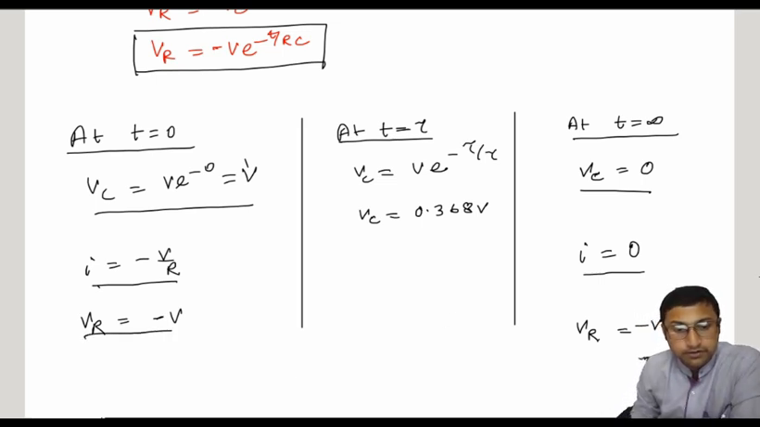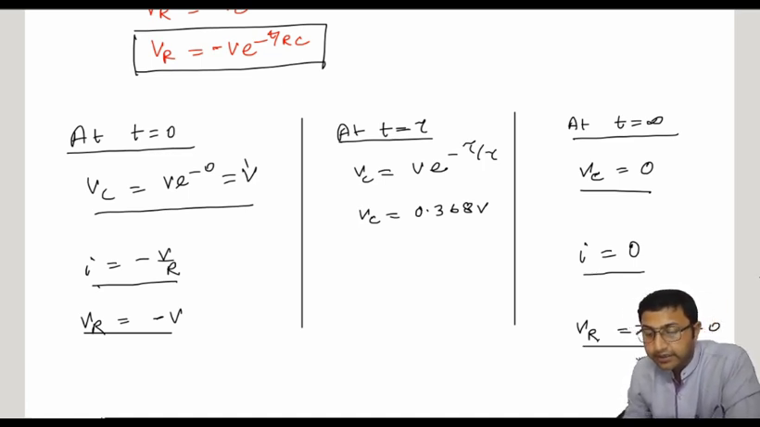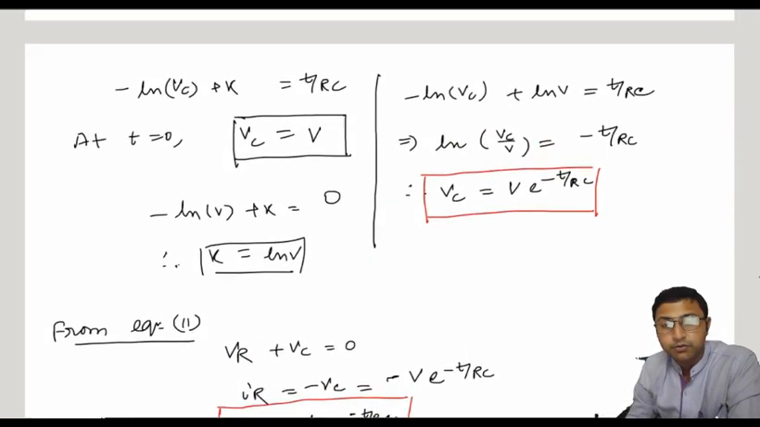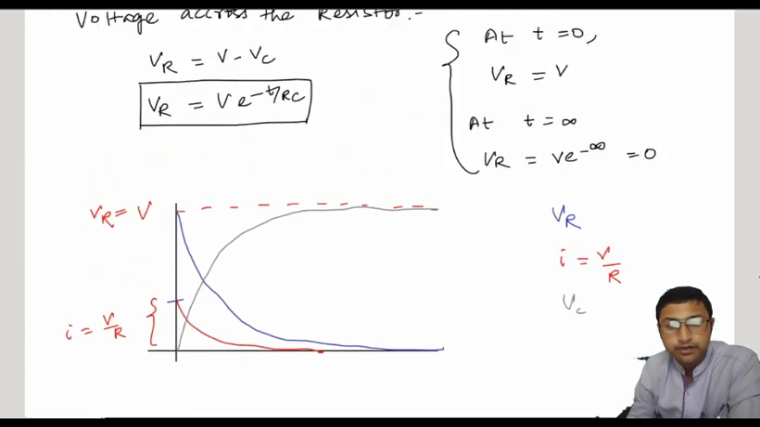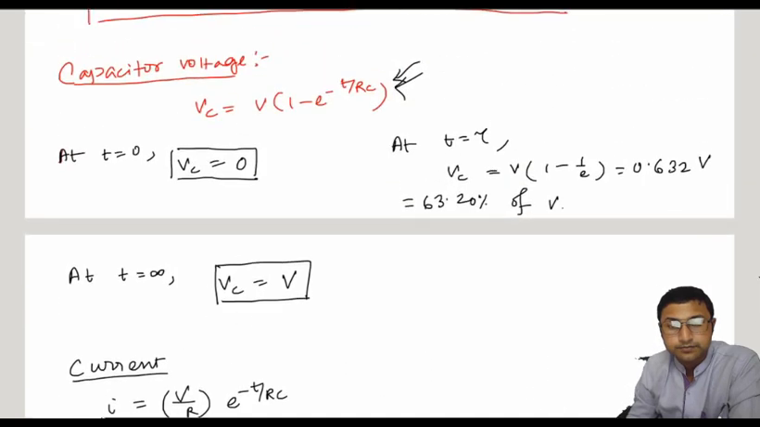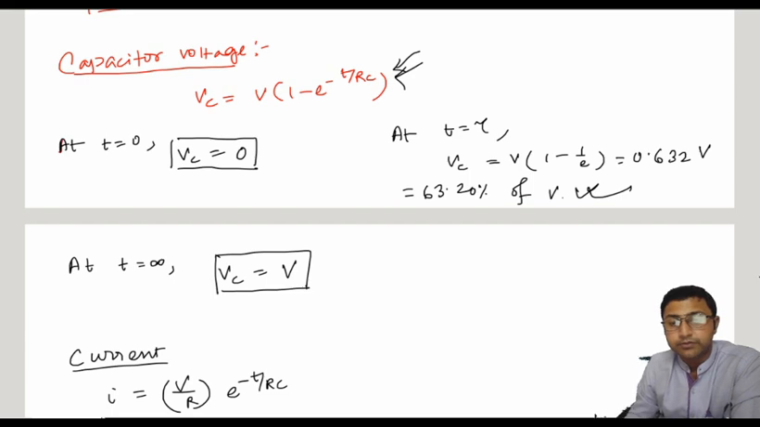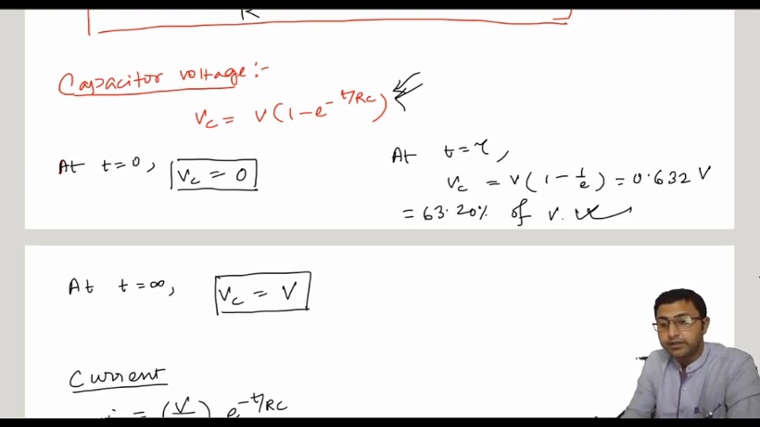So this is the voltage across the resistance at t equal to 0 and at t equal to infinity. From the equation of capacitor voltage, it is clearly written that during the switch on, it reaches 63.2% of the supply voltage. The time taken to reach 63.2% of the steady state value, that is 10 volt, is 63.2% of 10 volt, okay.